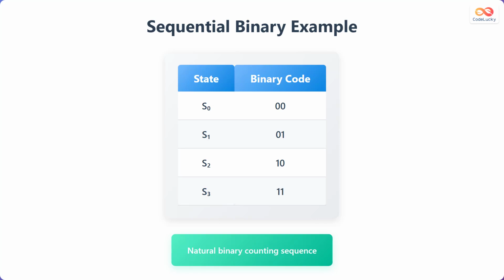Here's an example of sequential binary assignment. State S0 is assigned the binary code 00. State S1 is assigned 01. State S2 is assigned 10, and state S3 is assigned 11. Notice the natural binary counting sequence in this assignment.